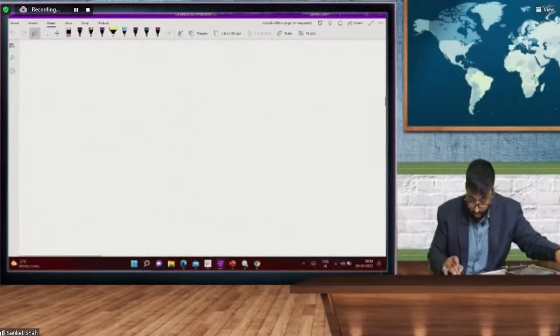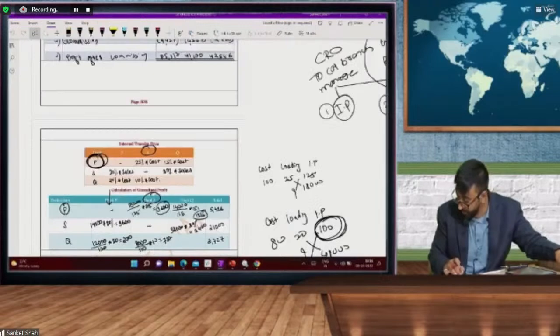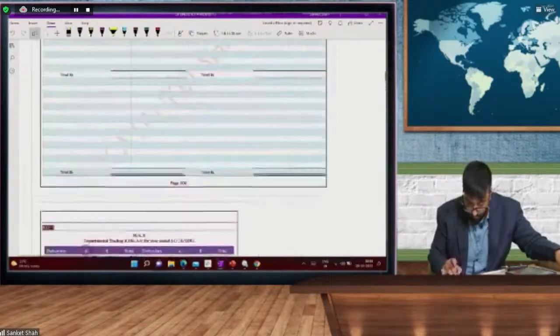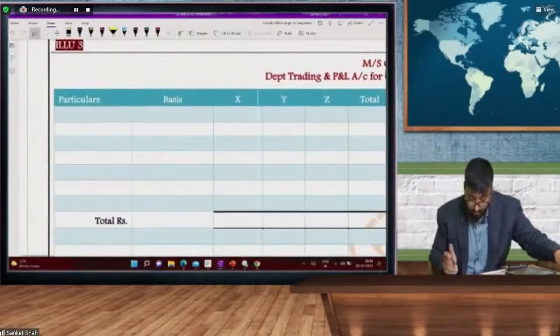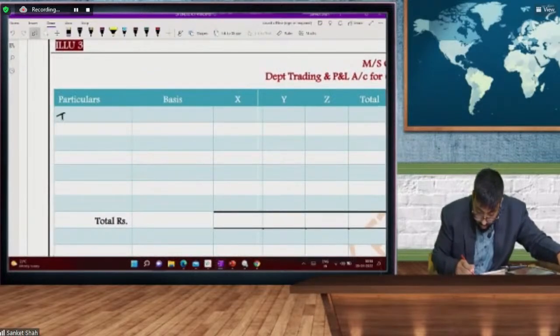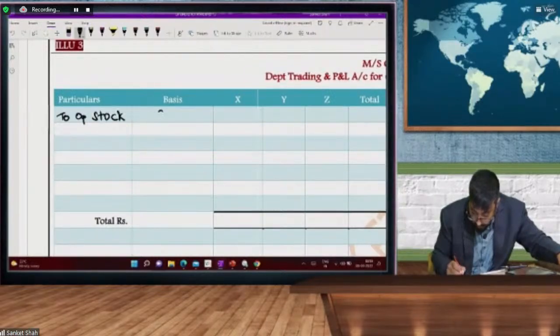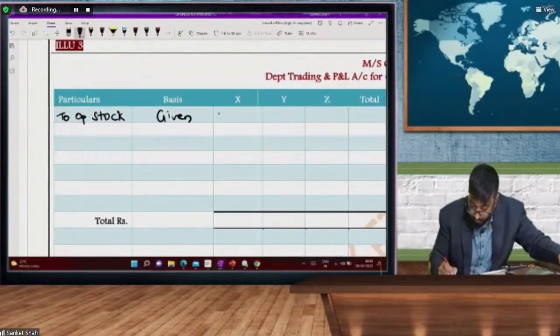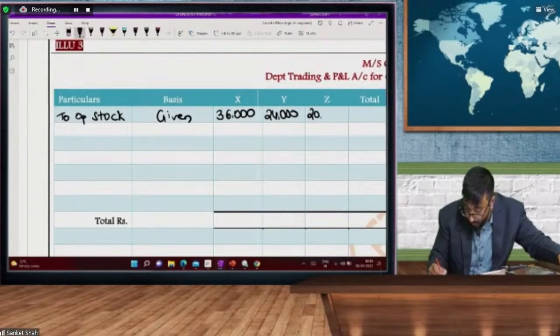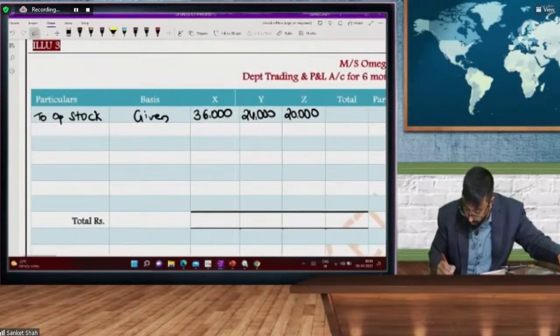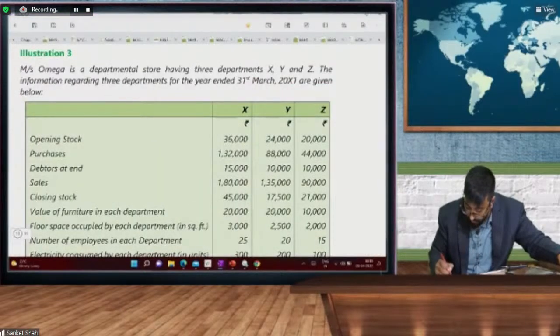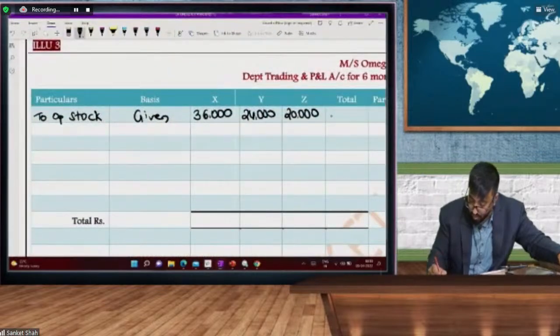Okay, quickly. Last question, have patience. To opening stock, given: 36,000, 24,000, 20,000. And what is the total? 36 plus 24 plus 20, so this is 36 plus 4 is 40, 60, 80. 80,000.